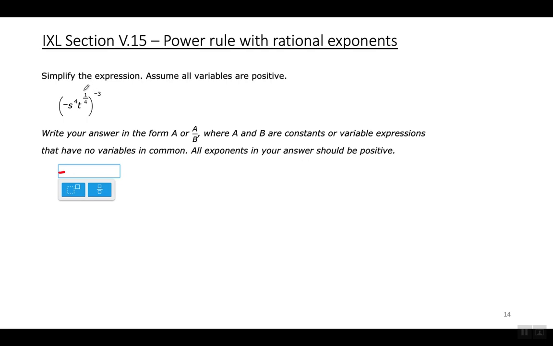Okay, so I'm going to distribute this exponent to every term inside the parentheses once again. And if there's already an exponent there, I got to multiply.